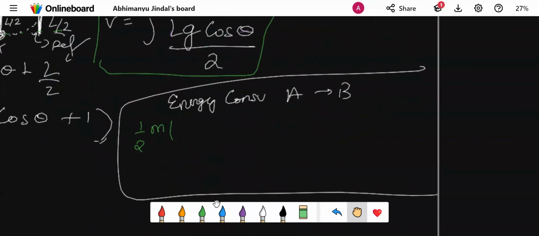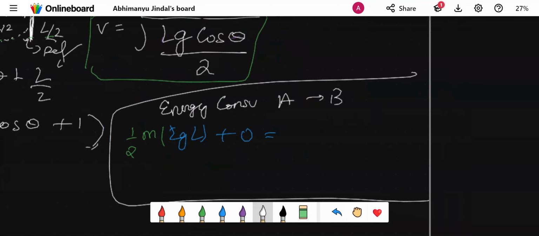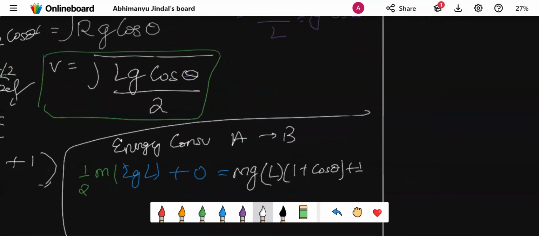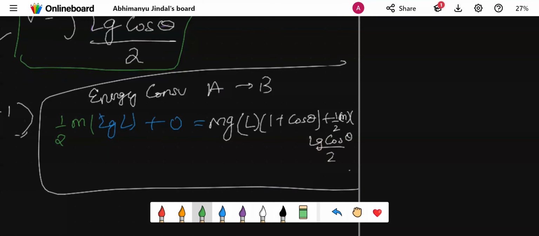Half mv square, which is 2gl, plus Ui was 0, and then Uk for this. So for this it was m into g into l into 1 plus cos theta, plus the kinetic here, which is half into mass into velocity square, which in this case is lg cos theta by 2. Right? Now let's use energy conservation. So m is gone, thank God.